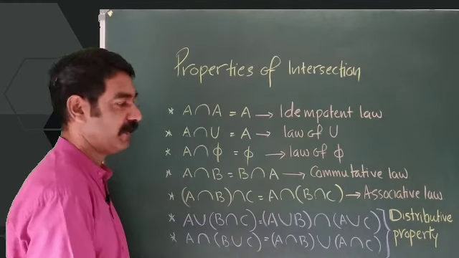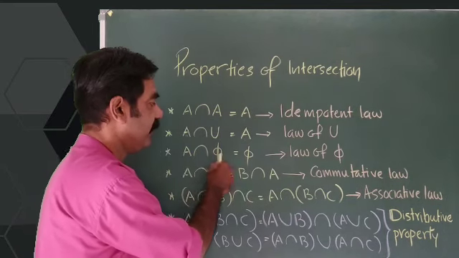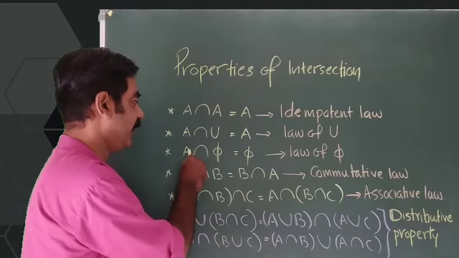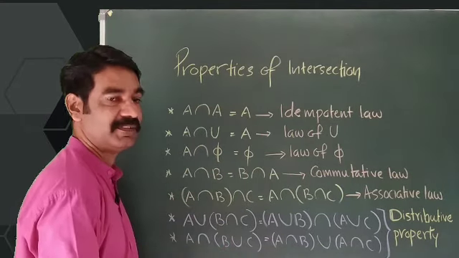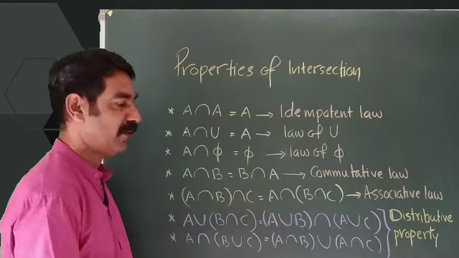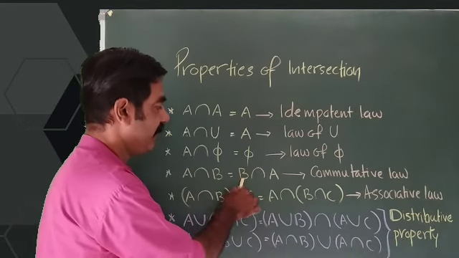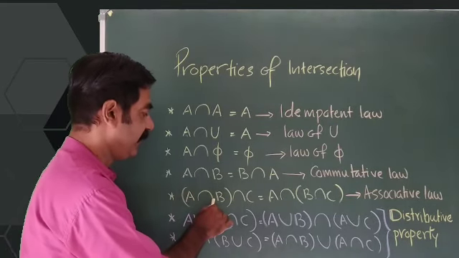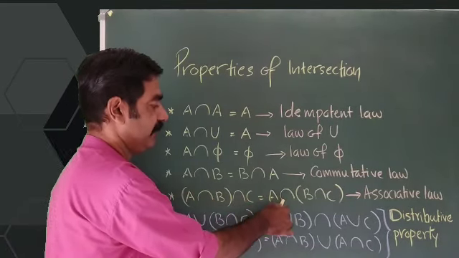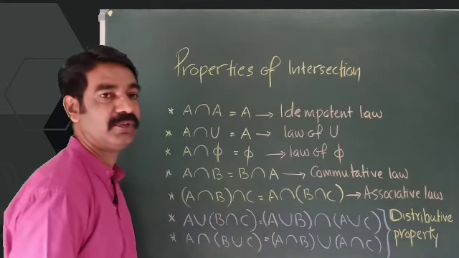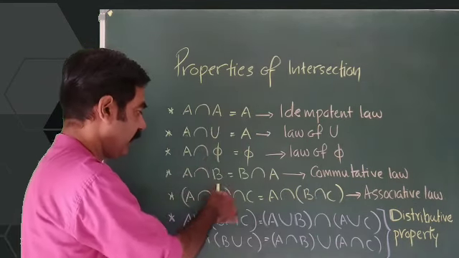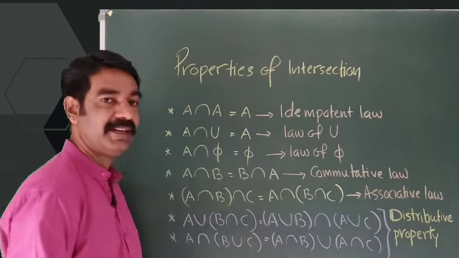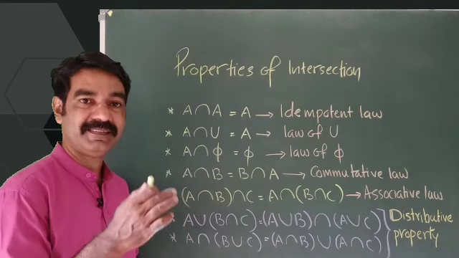Now A intersection phi. Phi is an empty set which contains no elements. So A intersection phi is phi itself. It's called the law of phi. Now A intersection B is equal to B intersection A. It's called the commutative law. Similarly, A intersection B intersection C is called the associative law. So these five laws are related to intersection. Now the last two laws are a combination of intersection and union.